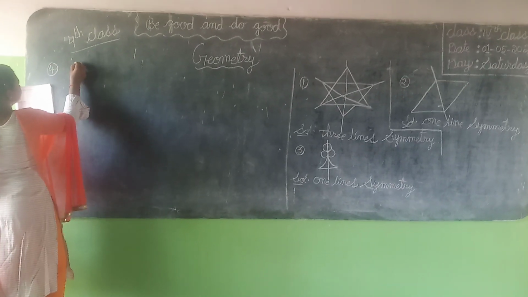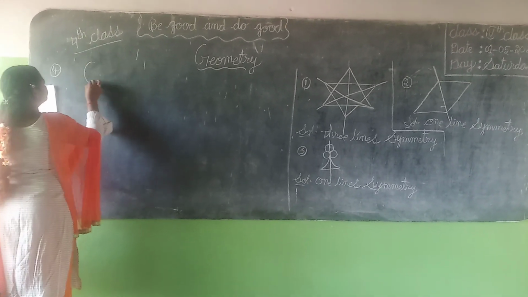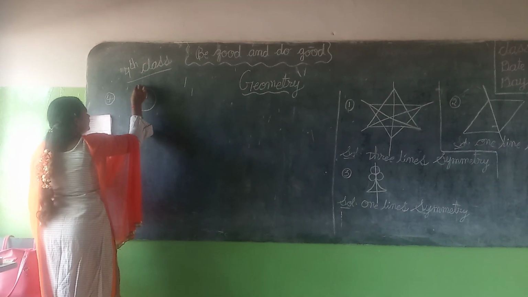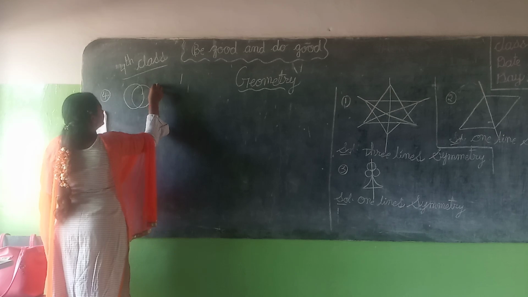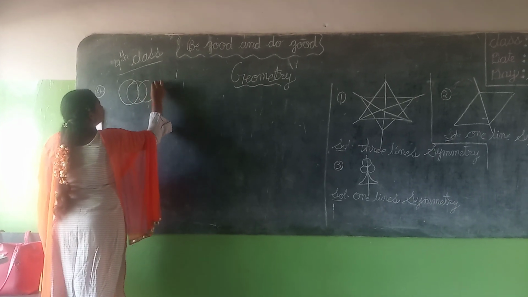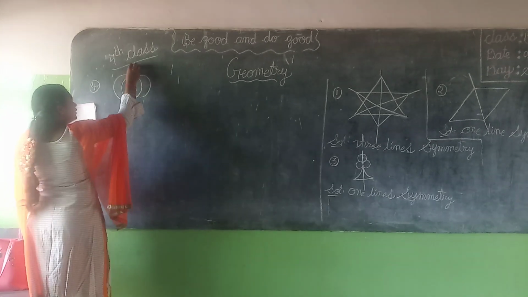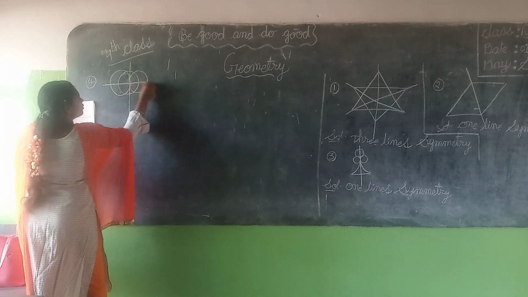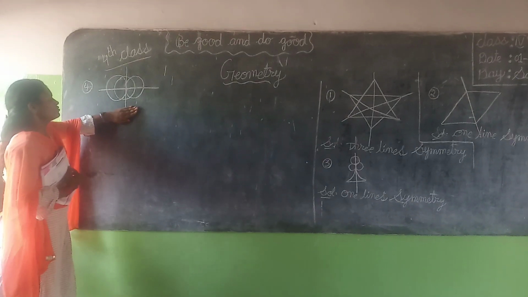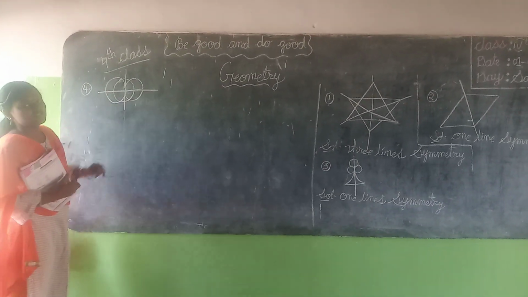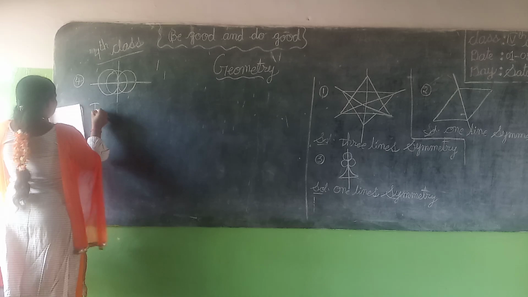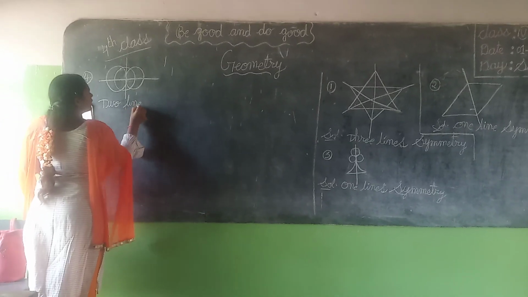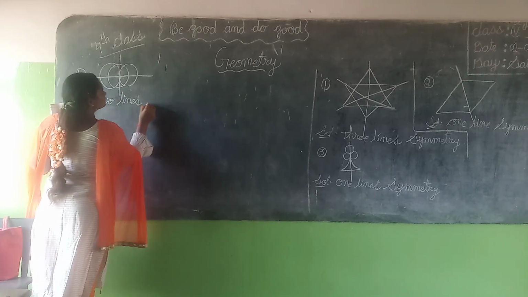Draw this diagram, three circles. So one is the middle circle, another one is the side circle, and this one is the other circle. So this vertical line is one line of symmetry, this horizontal line is another line of symmetry. So two lines of symmetry in this figure. Okay, now write this: two lines of symmetry.